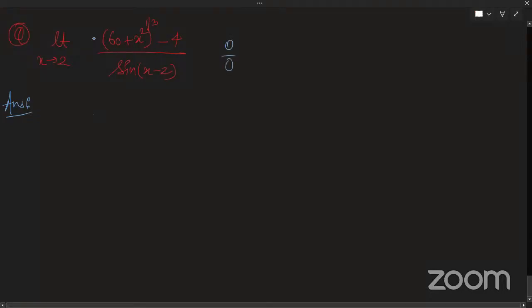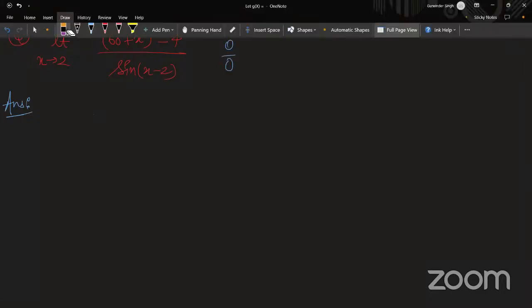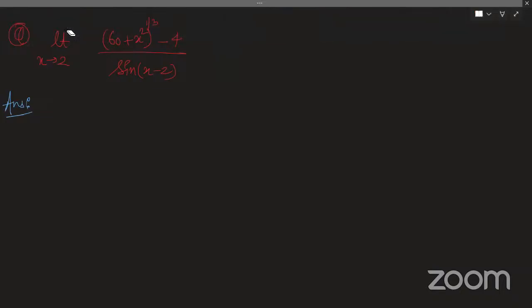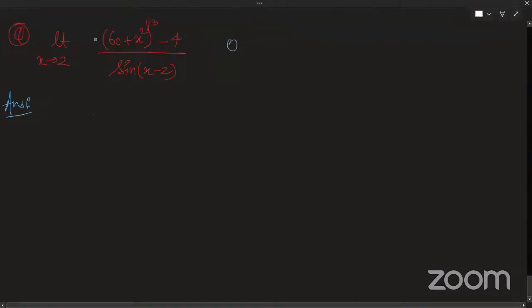0 by 0, obviously. If we are going for differentiation, then obviously it is 0 by 0 form. So obviously, we will go for L'Hospital's rule only. That is why I have given the question. So, can you just tell me what will be the derivative of sine of x minus 2?